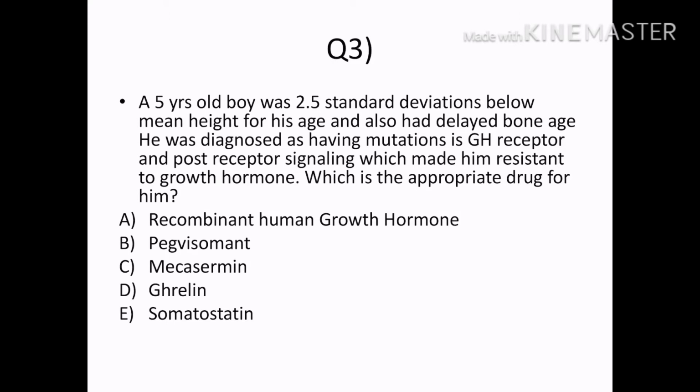B is pegvisomant. It is a growth hormone receptor antagonist. Again, not needed. C is mecosermin, and this is the right answer, and we will see in a minute how this is so. D is ghrelin. Ghrelin, as we discussed in question number 1, is a hormone that stimulates the release of growth hormone. But there is already sufficient growth hormone in the body and we don't need to give ghrelin. Somatostatin is a growth hormone inhibitor. Again, this is not the right option. So mecosermin is the right answer, and why?